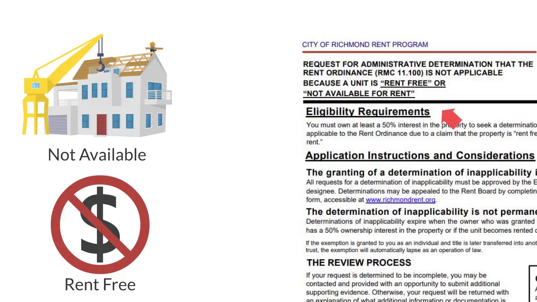The second form is called the request for administrative determination of inapplicability due to the unit not being available for rent or due to the tenant living rent-free. This form would be used to request either a fully covered unit or a partially covered unit to be made completely exempt because the owner is not receiving rent from the unit.